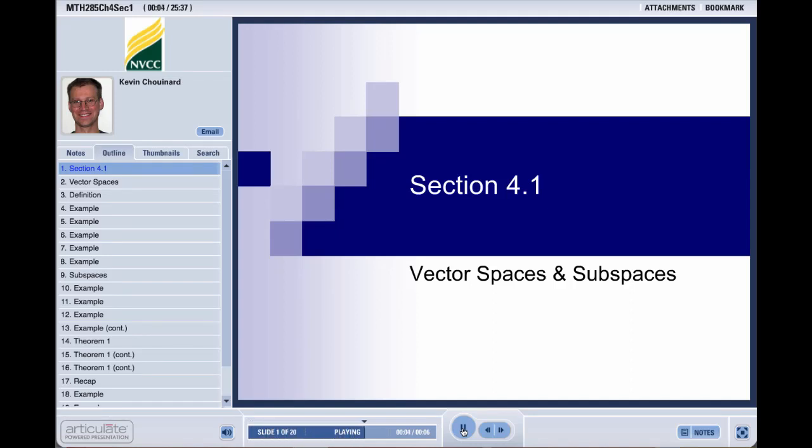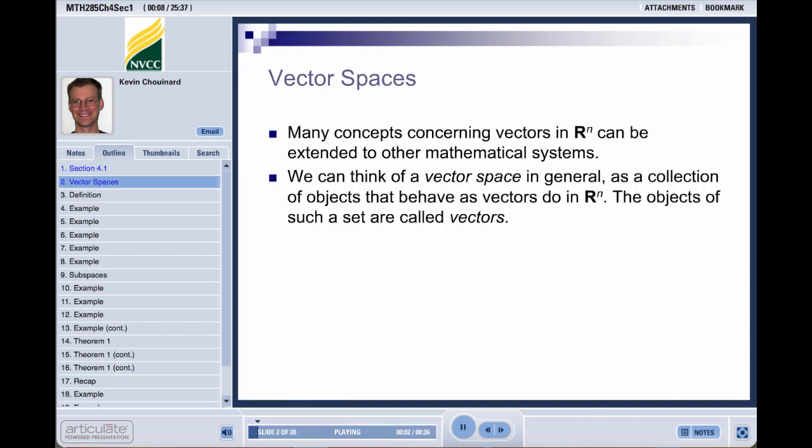Section 4.1, Vector Spaces and Subspaces. We've worked a bit with vectors, including some ordered pairs and ordered triples and things like that, where we looked at vectors of real numbers. But some of the properties of those vectors of real numbers can be extended to vectors of other mathematical systems.